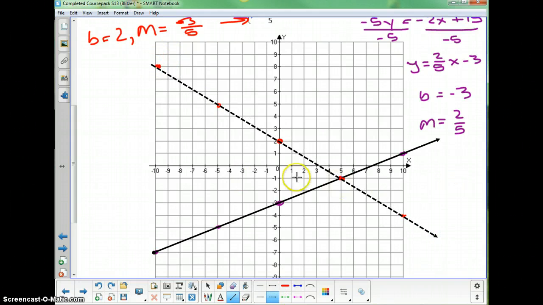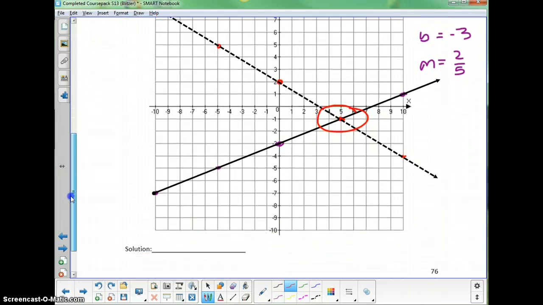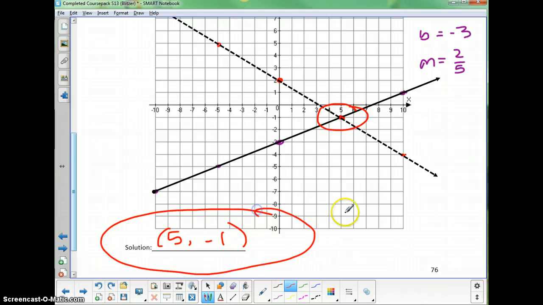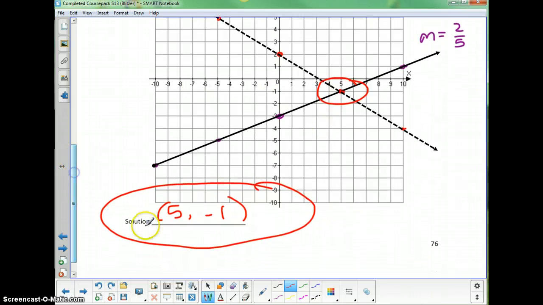Okay, and as you can see, when I was dotting those points in, the intersection occurred right here. The solution, that ordered pair of the intersection, is going to have x value 5 and y value -1. So it's the ordered pair (5, -1) is our solution. Let's look at the next one.